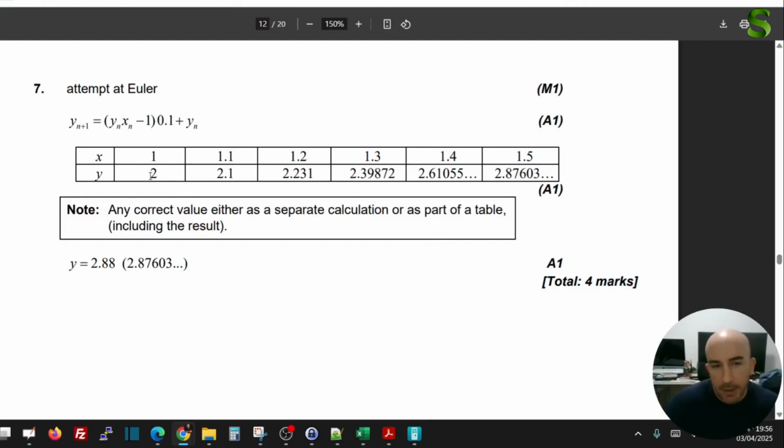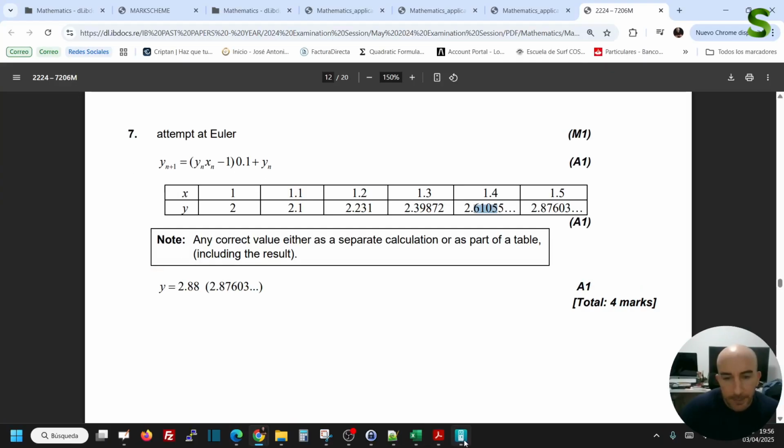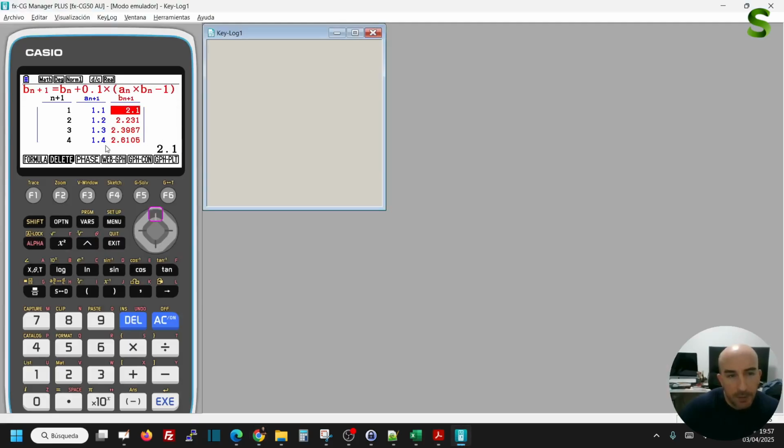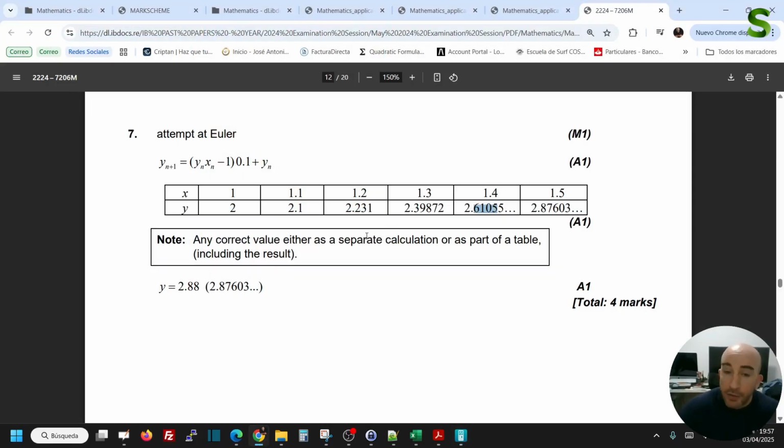And as you see, 2, 2.1, 2.231, 2.3, 2.6, and 2.86. So that's the whole table of iterations done in the calculator very quickly. So it's the sort of exercises that I recommend you to learn how to do, because if you get them in an exam, those are easy marks.